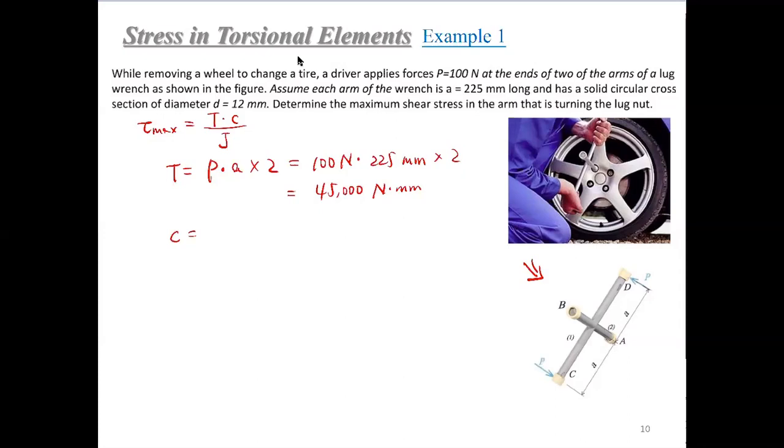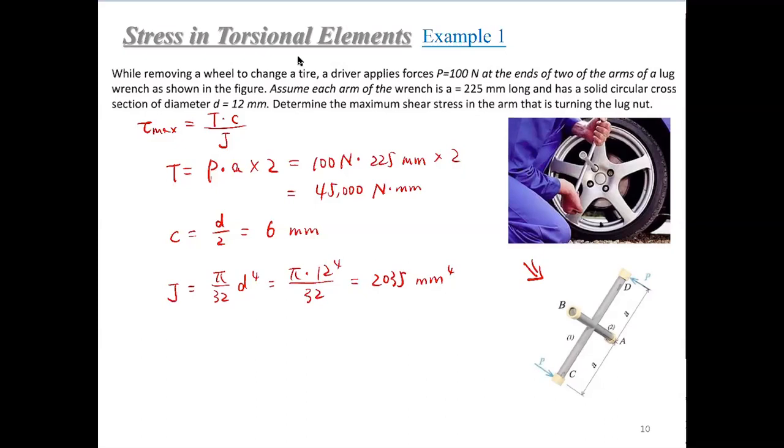Then the second parameter, that is the C. Right here, the cross section is a circle, and the C is the maximum possible distance from the centroid of this circular cross section. So that is the radius, or half of the diameter. This is D over 2, that is 6 millimeter. And the J here, we have that equation already. This is pi over 32 D to the 4th. So that is pi times 12 to the 4th over 32. This is 2035 millimeter to the 4th.